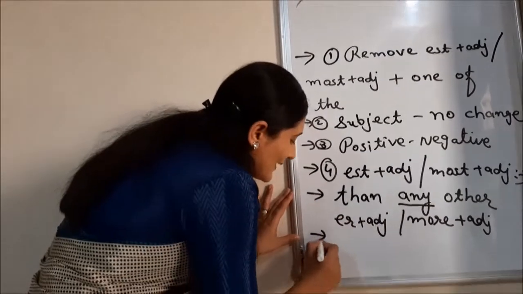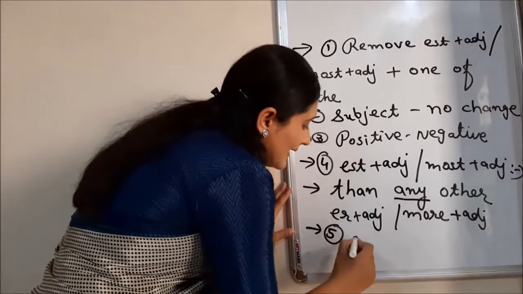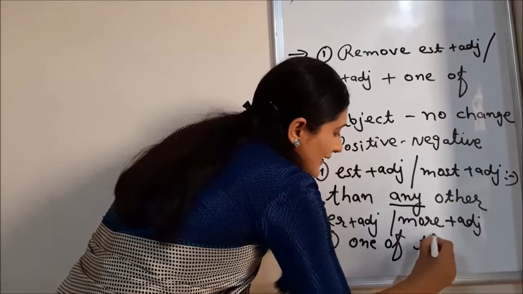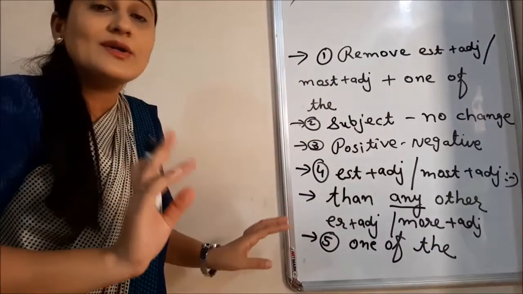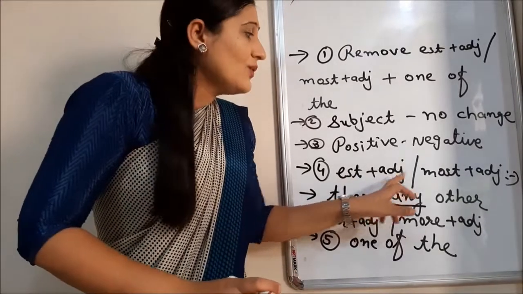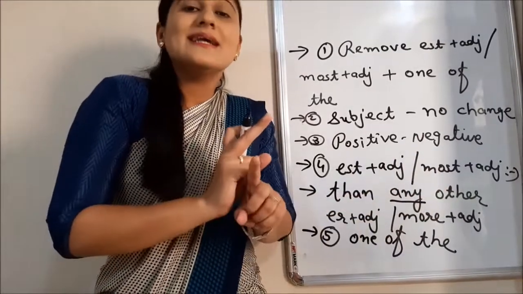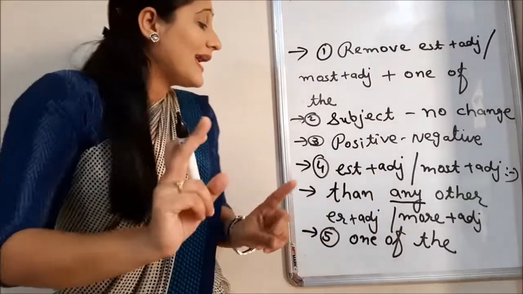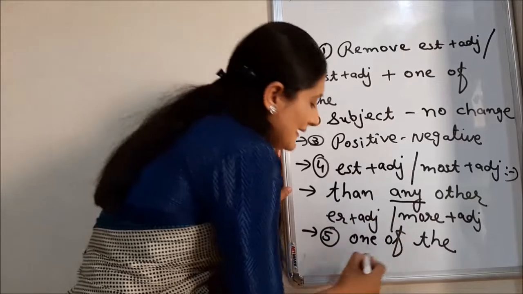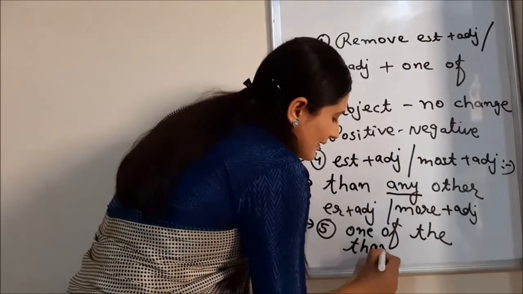Now, the fifth and last one: if one of the is given instead of EST plus adjective or most plus adjective, that is, these two are not given and one of the is given, then you will write then many other.